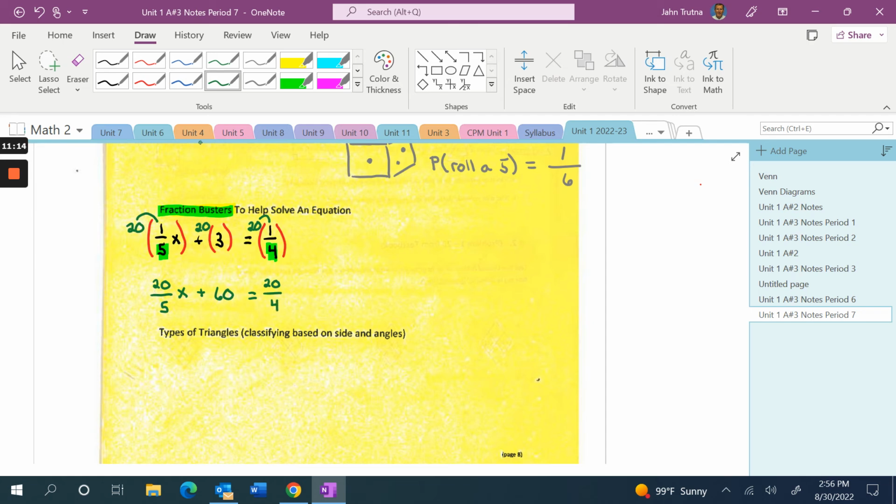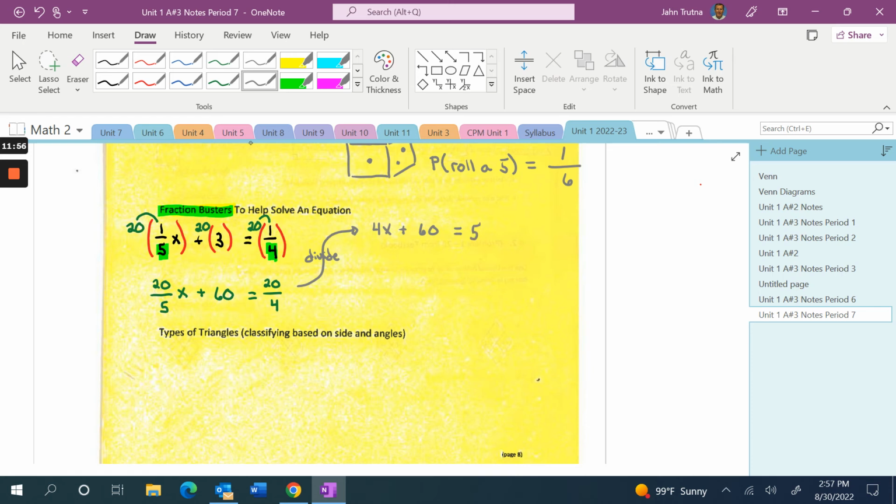If you want to, you can put a 1 under the 60, but don't. You don't need to, okay? Now, do I still have fractions? Yep. But watch this. I'm now going to divide. Let's go to the first part. What's 20 divided by 5? 4. So this first part turns into 4x plus 60 equals, what does that last part turn into? 5, because 20 divided by 4 is 5.